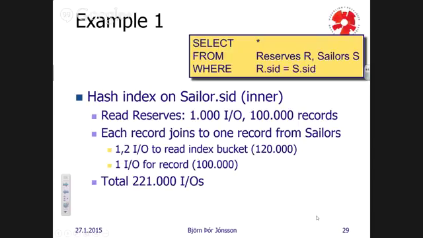So there's a couple of examples of how to do the computation. Here's the join. Remember, we're joining reserves and sailors. There's a hash index on sailor. In that case, we have to read the reserves, which is 1,000 pages, 100,000 records. Then each record will join to one record from sailors because the SID is a key. And so 1.2 IOs to read the index and 1 to retrieve the record. And then you can do the whole calculation. This is 220,000 and this is 1,000. This is what you would get from the cost formula.